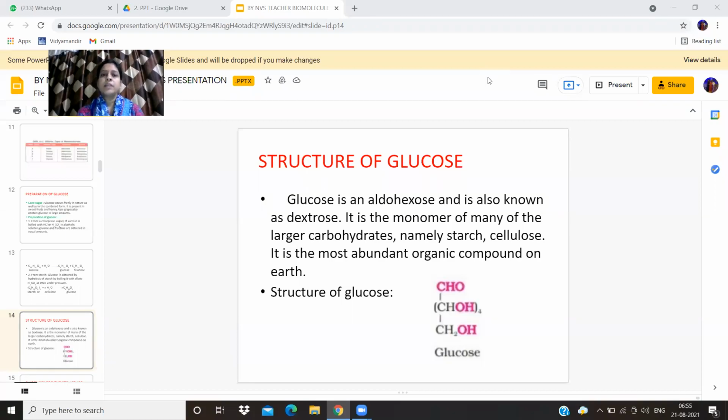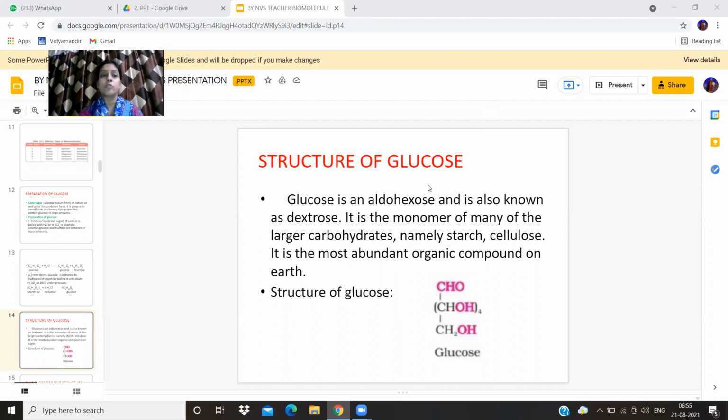Good morning, 12th standard. As all of you know, we are discussing the chapter Biomolecules, in which we have already discussed the different types of saccharides, that is monosaccharide, oligosaccharide, polysaccharide, based on their units of hydrolysis. And we have also discussed the monosaccharide glucose, in which we have already done its preparation, and today we are going to discuss its structure.